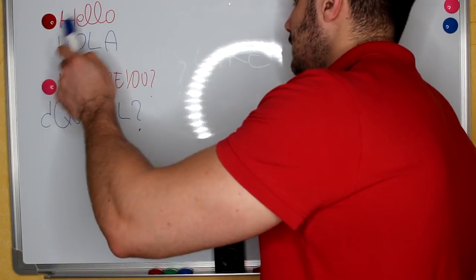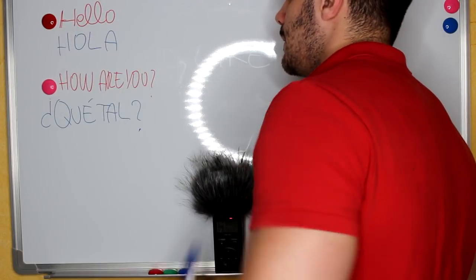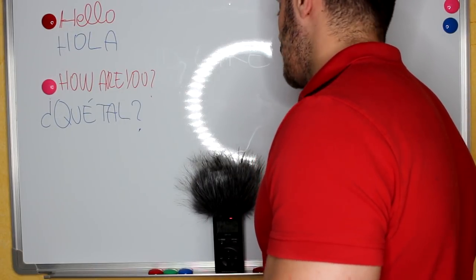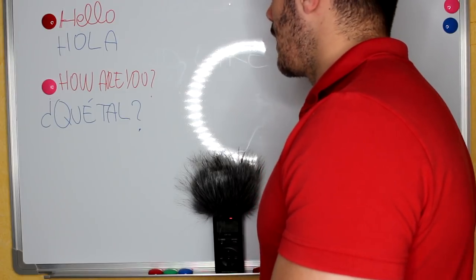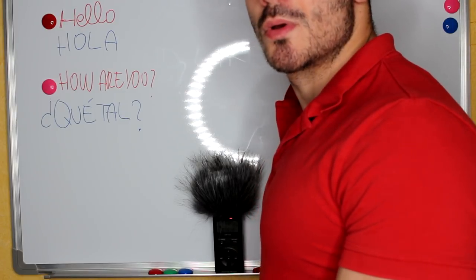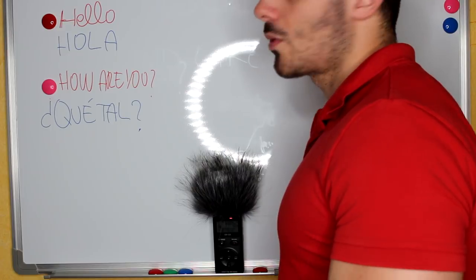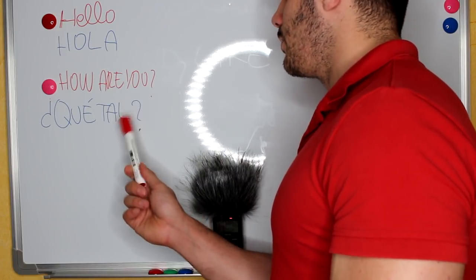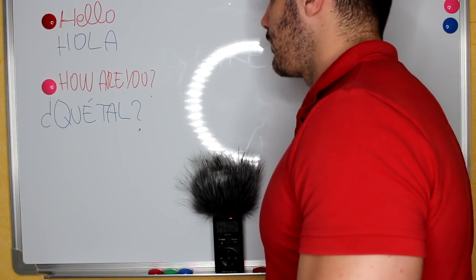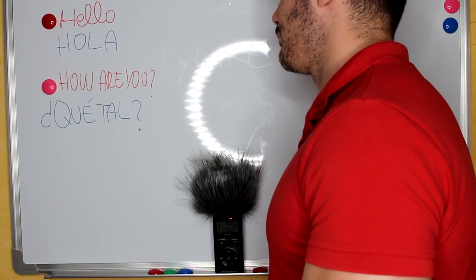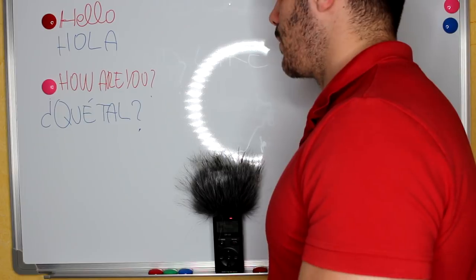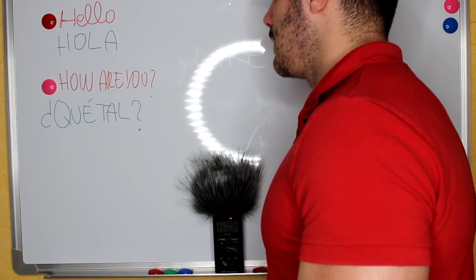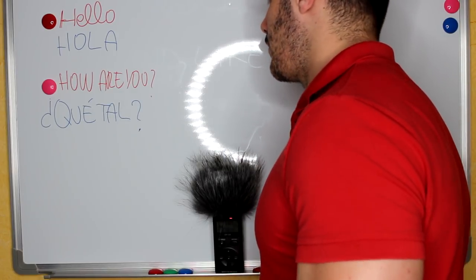You can see here that I wrote hello, and below it's hola. Hola is the way to say hello in Spanish. What else do we have? How are you? And below it's ¿qué tal? As you probably suppose, ¿qué tal? is how are you. And that's the way to say how are you.